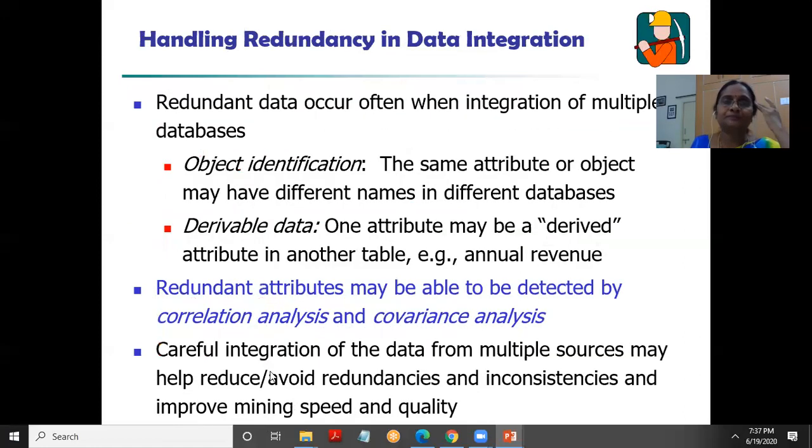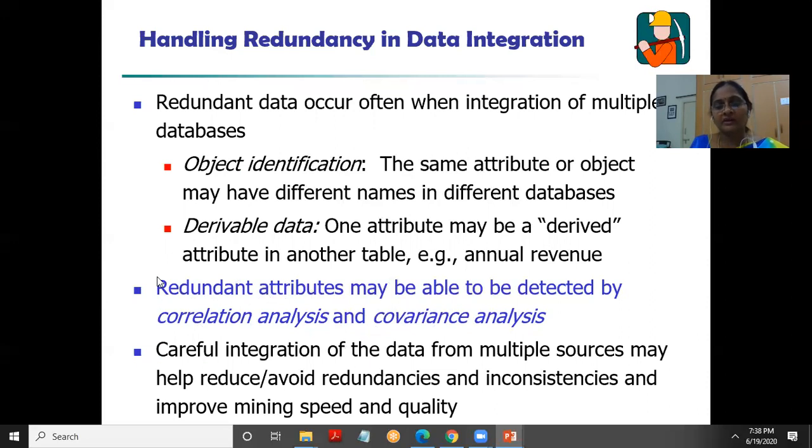These are the reasons. Redundant data occur when integrating multiple databases, due to object identification and derivable data. The same attribute or object may have different names, as I said in the previous slide. Derivable data: one attribute may be derived from another attribute or another table. Redundant attributes may be detected by correlation analysis and covariance analysis. So during data integration the primary important thing is that we need to eliminate the redundancies.